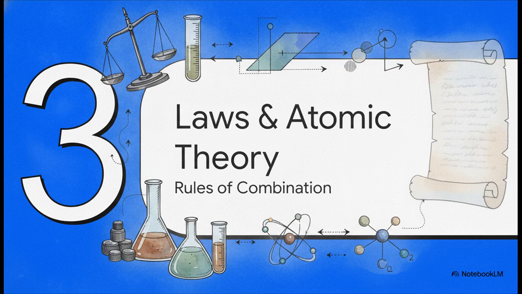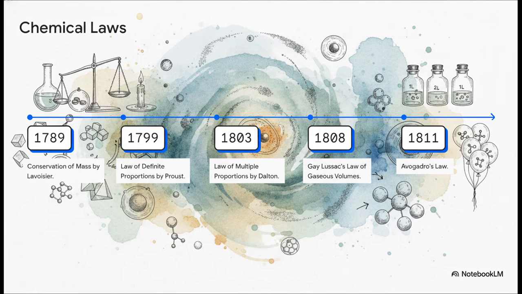All right, Section 3, Laws and Atomic Theory, the Rules of Combination. I absolutely love this timeline. It shows this rapid, brilliant burst of discovery. We start in 1789 with Lavoisier's conservation of mass, proving matter is neither created nor destroyed. Then Proust gives us definite proportions in 1799, showing compounds always have a fixed weight ratio. By 1803, Dalton drops multiple proportions on us. And quickly after that, we get Gay-Lussac's gaseous volumes and Avogadro's law.